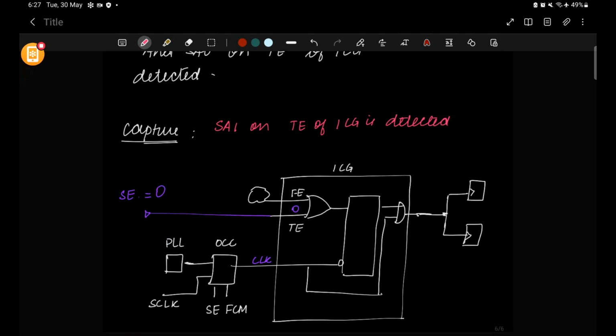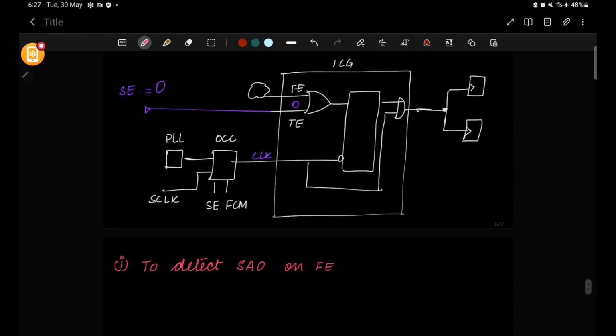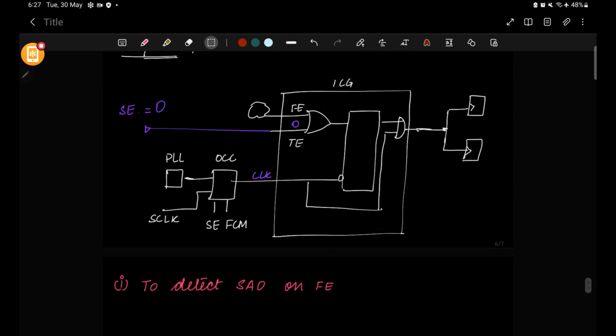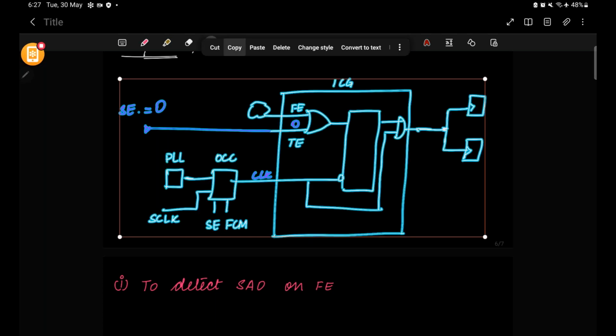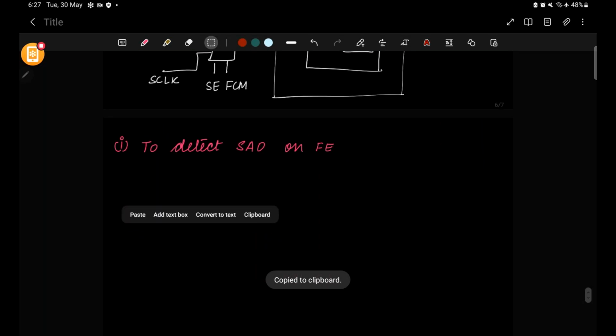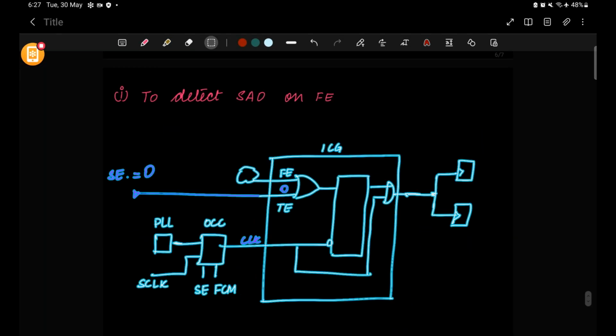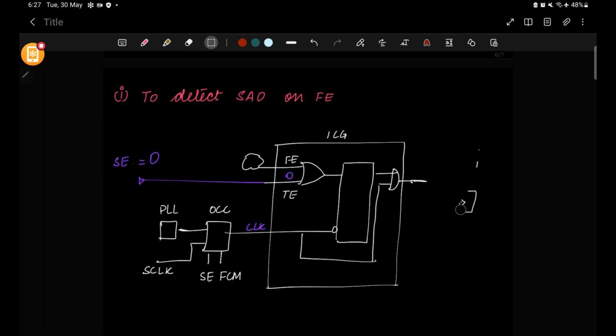And now there are two possible cases. One is if the tool wants to detect stuck at 0 on the functional enable; the faults on the functional enable can be detected. So if the tool wants to detect stuck at 0 on functional enable, I'll just consider one flop for simplicity.